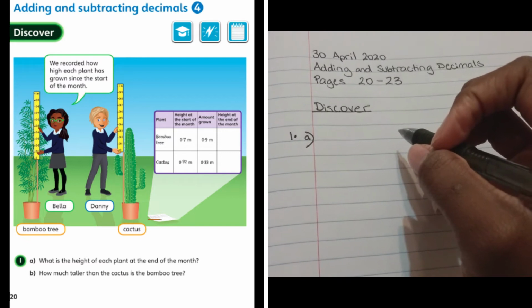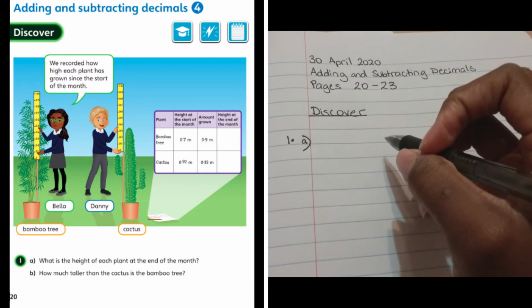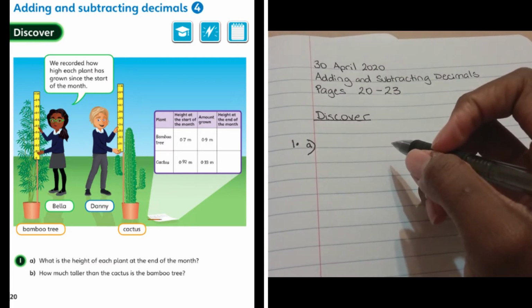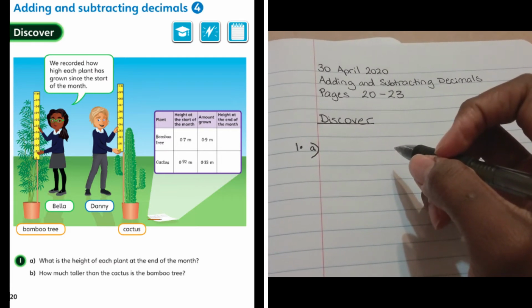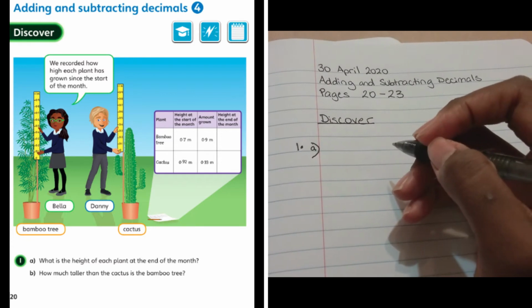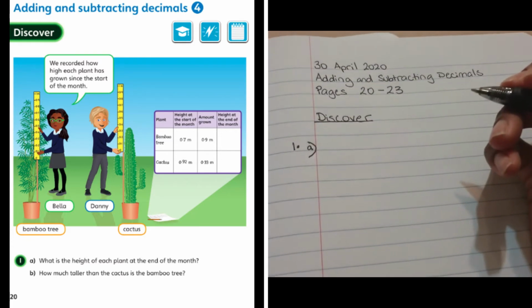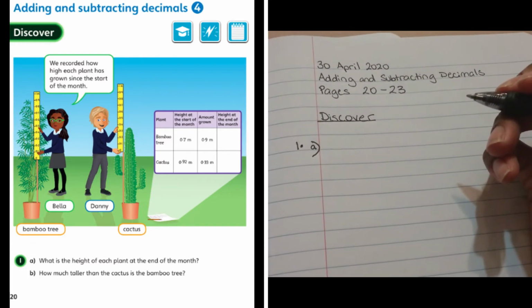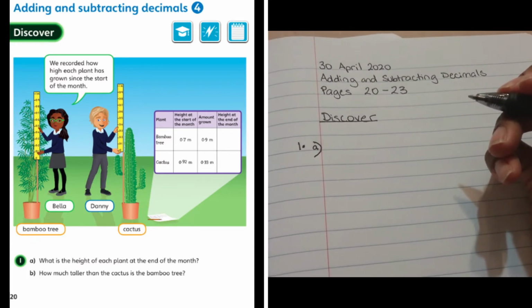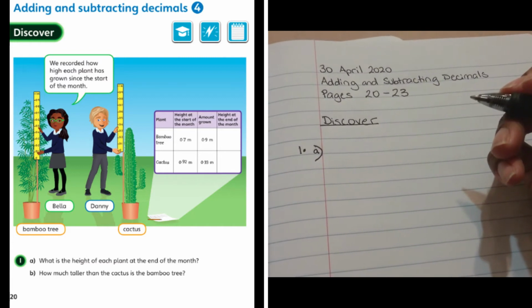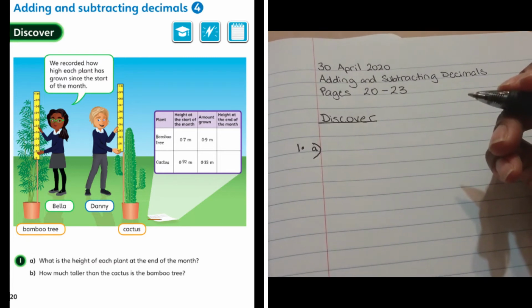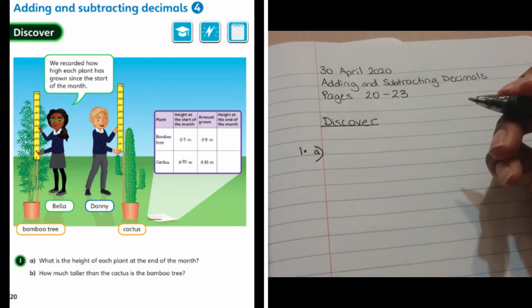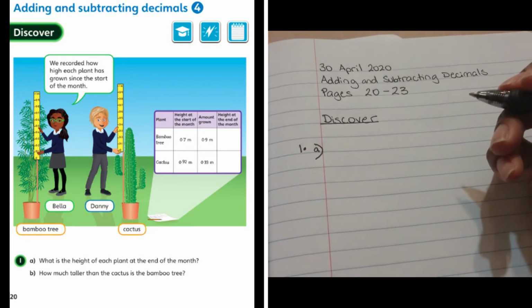So there I see Bella and Danny, and it looks like they've been growing a bamboo tree and a cactus plant. Bella said, "We recorded how high each plant has grown since the start of the month." Okay, and then there's a table off to the side that gives us information about the two plants. So the bamboo tree that Bella is measuring, it says that for the height at the start of the month, it was 0.7 meters. So if it was the beginning of April, it measured 0.7 meters.